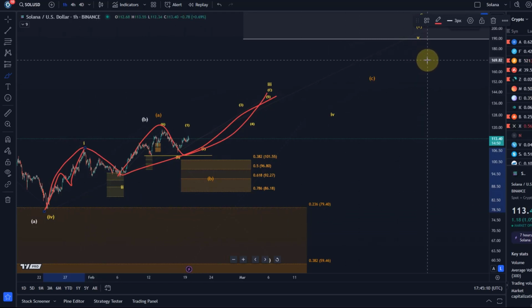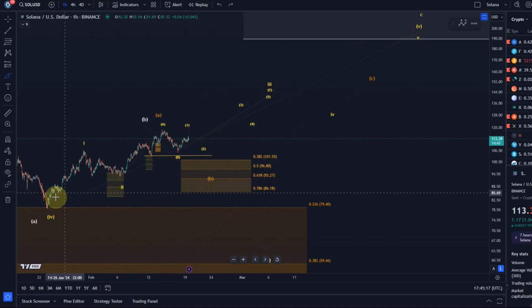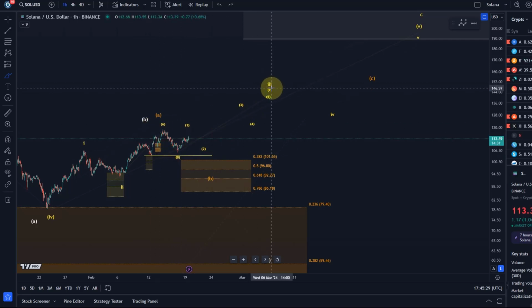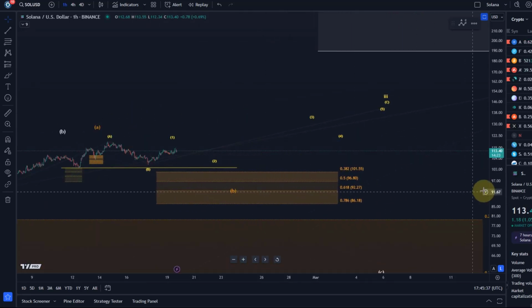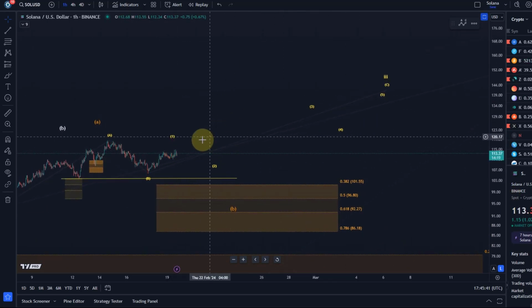In an ending diagonal, these subwaves are 3-wave corrective structures. We have 5 waves, yes, but we deal with ABC structures or WXY, so corrective structures, right? Which is why I'm labeling the top here on the 14th of February as an A wave in wave 3, the low as a B wave, and the top as a C, or the current move up as a potential C wave. I explained in one of the last updates that if we see a local top in place at the moment in wave 1 of C, that I can add a support area for wave 2 of C.